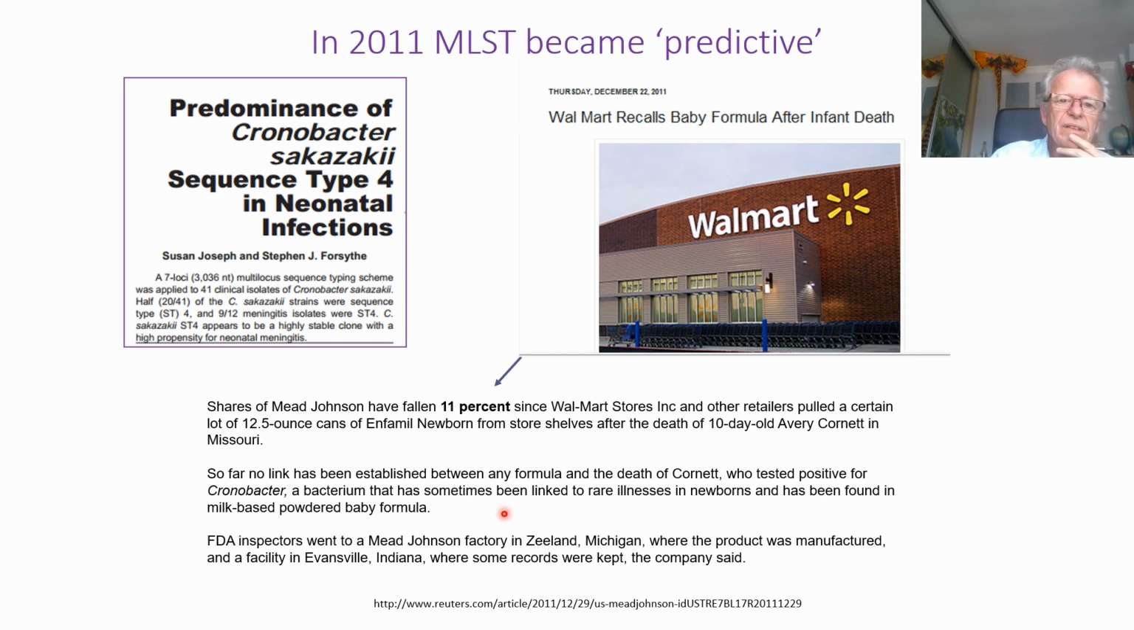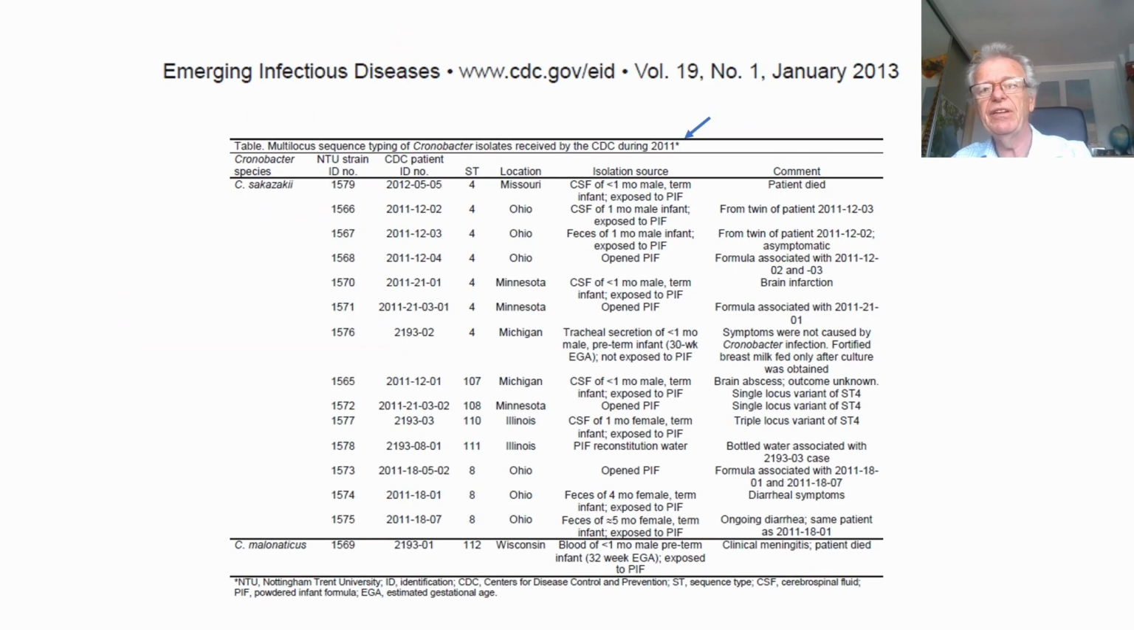So what we did, you can see where the factory was. It was in Michigan. So what we did, we contacted CDC, and CDC kindly sent us all the strains that they had received for 2011, not just associated with that particular story, but all their strains they had received for 2011. Now, because of the time it takes to write the paper, submit it, etc., or do research as well, this paper came out in January 2013.